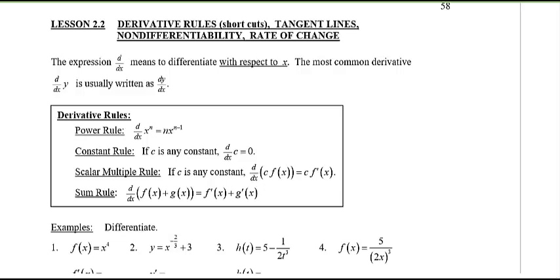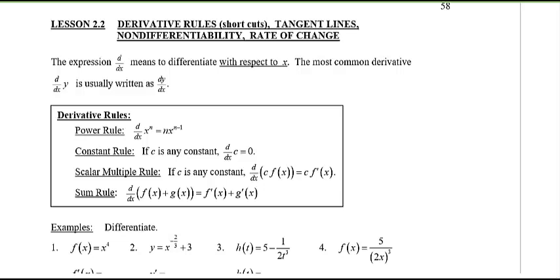So welcome to lesson 2.2. We're going to talk about derivative rules now, some quick shortcuts, the idea of a tangent line, and this word nondifferentiability. Spell that, unscramble it, and get lots of points. And also this idea of rate of change again.